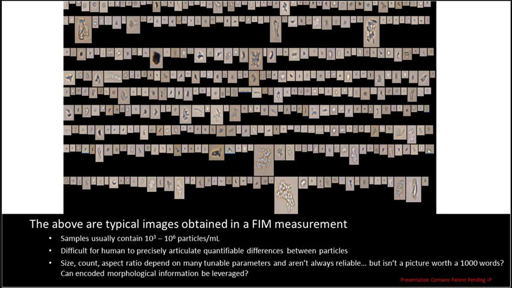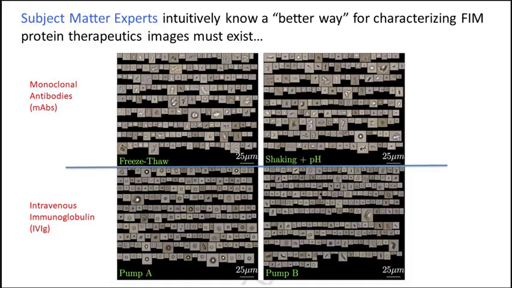And subject matter experts know that there are better ways of using the information that's contained in these images. We're throwing away a lot of information when we just look at count and size. And the way that this project got started was thinking of methods for trying to utilize the rich information content in these high throughput flow microscopy devices.